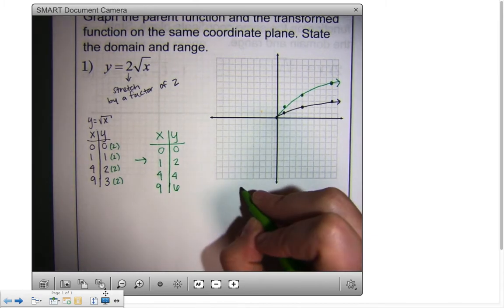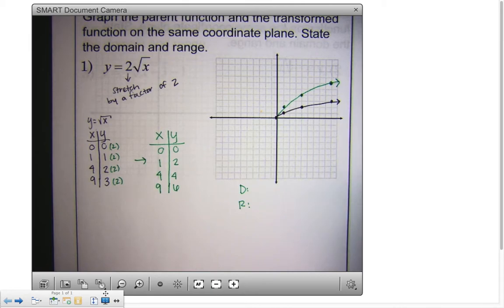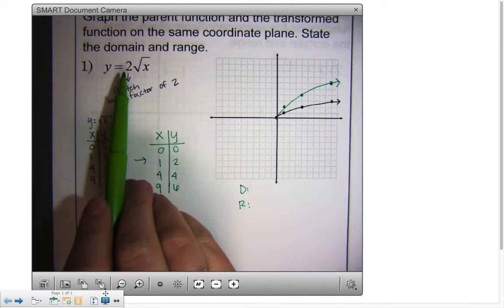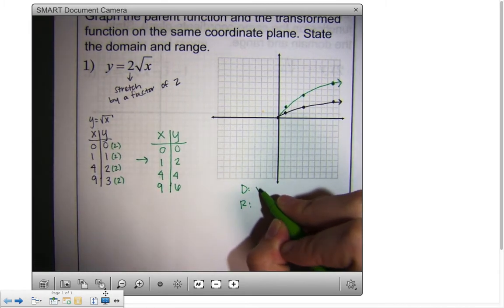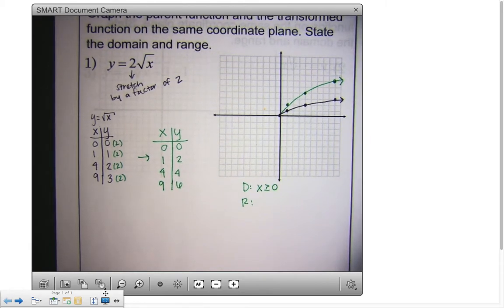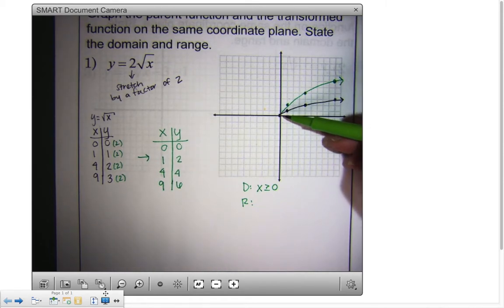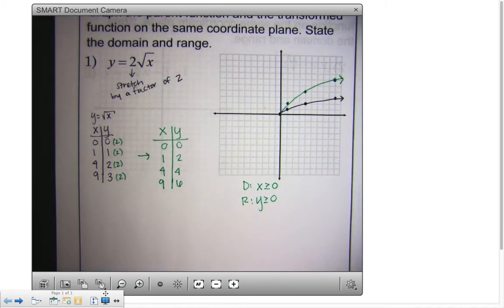Now let's also think about the domain and the range of this transformed function. This a value doesn't affect the x values, so that means the domain stays the same as the parent function. X is greater than or equal to 0. Even though the y values have been stretched a little bit, it still starts at 0, and we have every y value up until infinity after that. So the range actually isn't affected either. It stays as y is greater than or equal to 0.